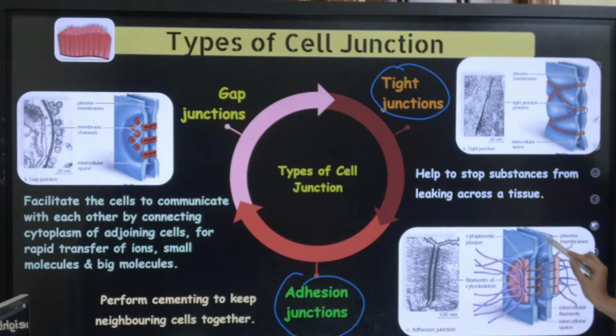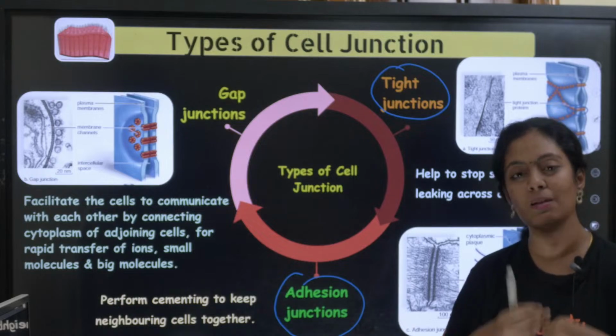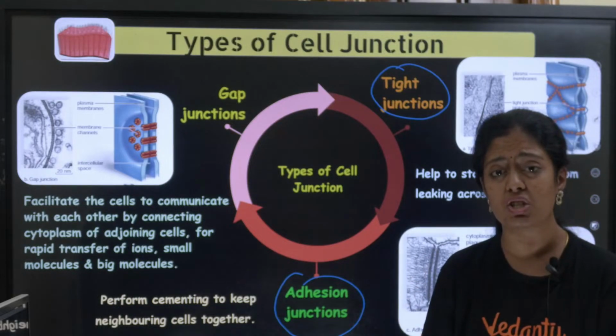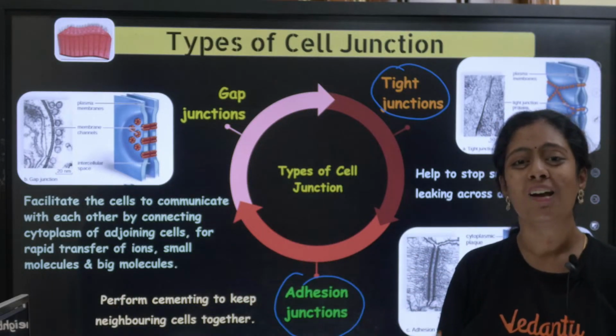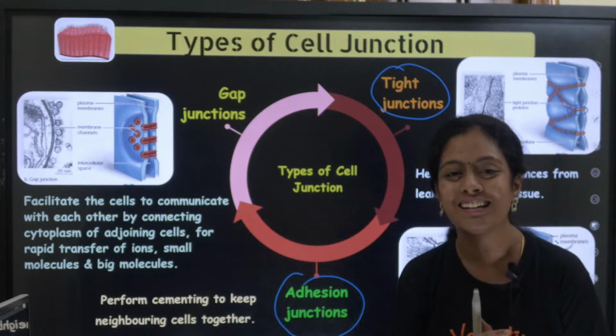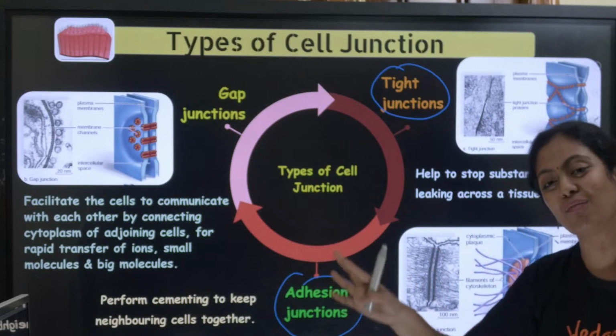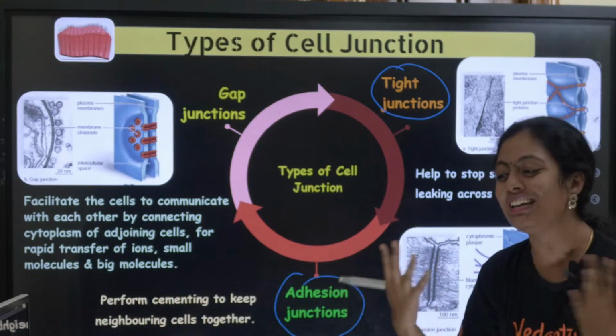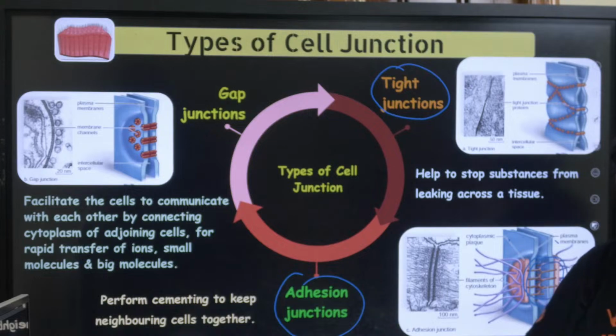Can you see here? This is cell A, this is cell B. How are these two cells adhered? They are adhered with the help of this adherens junction. Otherwise, what will happen, students? Imagine if there is no adherens junction, there will be no tissues at all. All the cells will simply be floating. Very, very important.